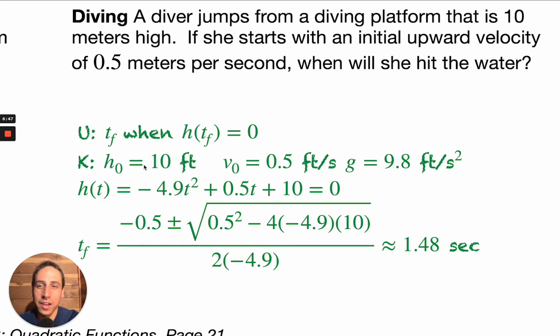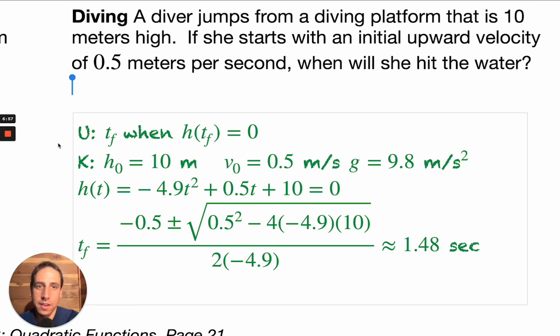The initial height is 10 feet. Initial velocity is 0.5 feet per second, and these should all be in meters. And the strength of gravity on Earth is 9.8 meters per second squared. The height, therefore, is going to be negative 4.9 t squared plus 0.5 t plus 10 is equal to 0. Plug them in. X equals negative b plus or minus the square root of b squared minus 4ac all over 2a. Plug them in, and this is what you get. Ignoring the negative value, it would be about 1.48 seconds.